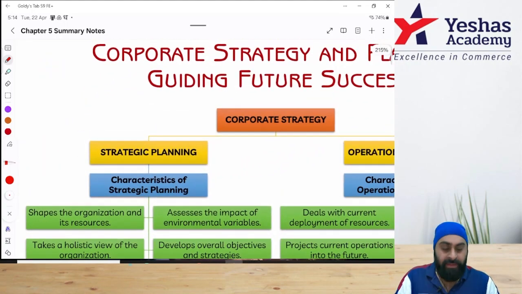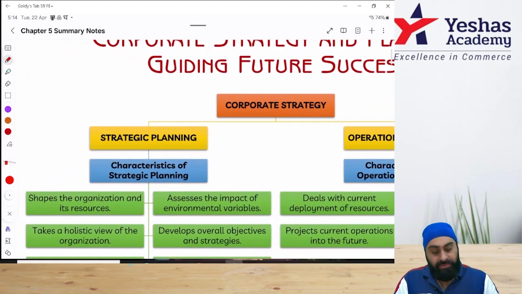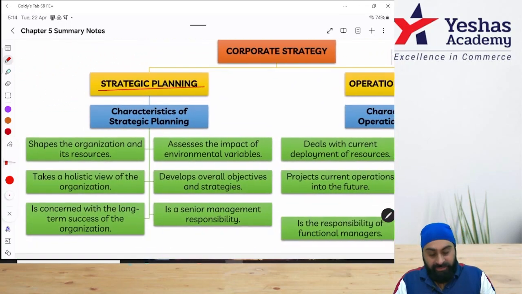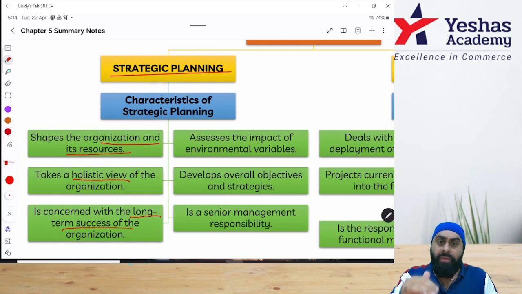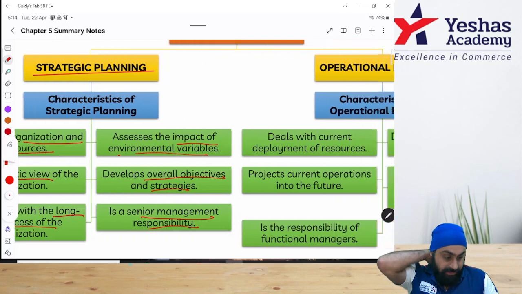Now, let's start with corporate strategy and planning. So, the first topic we have is strategic planning. What is strategic planning? Strategic planning shapes the organization and its resources. It is a holistic view, meaning the overview of the organization. It is concerned with long-term success, how an organization will reach its long-term success. It assesses the impact of the environmental variables. It develops an overall objective and strategy. It is a serious management responsibility.